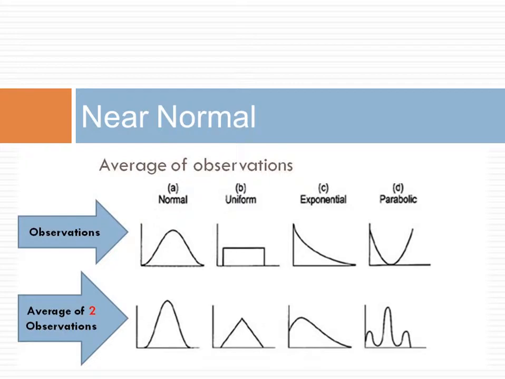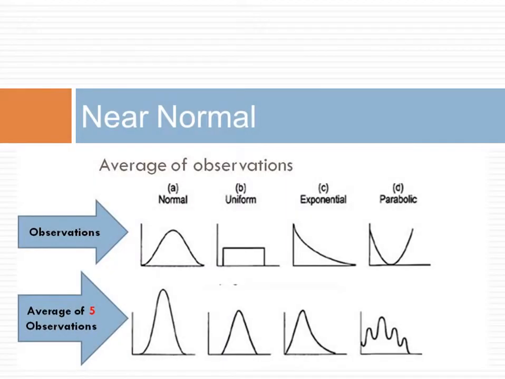Here we see the average of two observations. Already the distribution is becoming more like normal distribution. Now we see the average of 5 observations. The symmetric unimodal shape of normal distribution can be seen clearly for the first two distributions. The average of 5 observations from exponential distribution looks not completely symmetric, but it is unimodal. Even the average of 5 observations from parabolic distribution seems a little bit wiggly, but it's getting near to a normal, unimodal, and symmetric distribution.